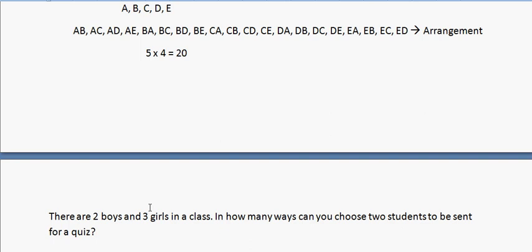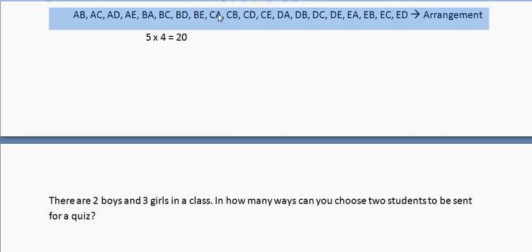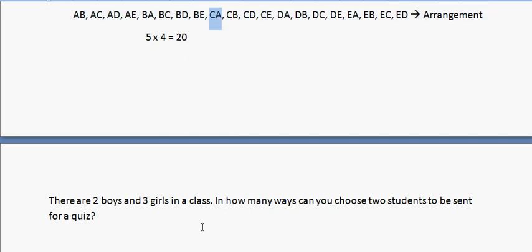Now in this, there are 2 boys and 3 girls in a class. In how many ways can you choose 2 students to send for a quiz, right? Now if you have to send them for a quiz, then AB and BA is just one team, right? They are not 2 separate teams, right? So which means these 2 are same, right? AB and BA are same. Similarly AC and CA are same, right? So we have 2 groups of same thing, right?